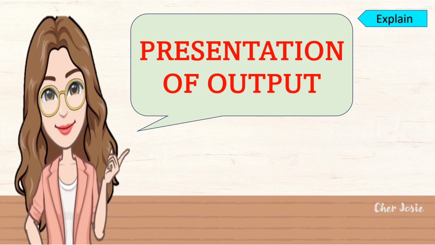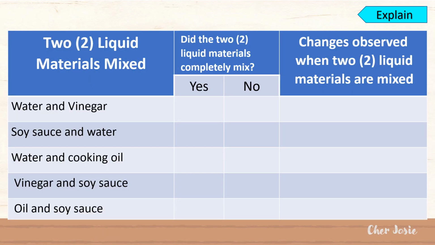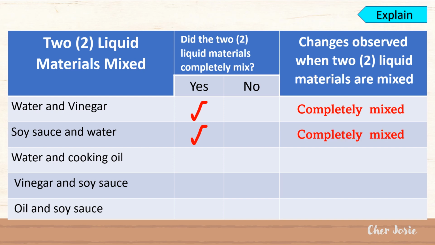And now, it's time for you to present your output. Let's check your answers. So for water and vinegar, it is yes, they completely mix. So what are the changes that you have observed? Okay, they completely mix. What about the soy sauce and water? It is also yes, and they also completely mix. What about water and cooking oil? The answer is no, because they did not completely mix and they formed two layers.